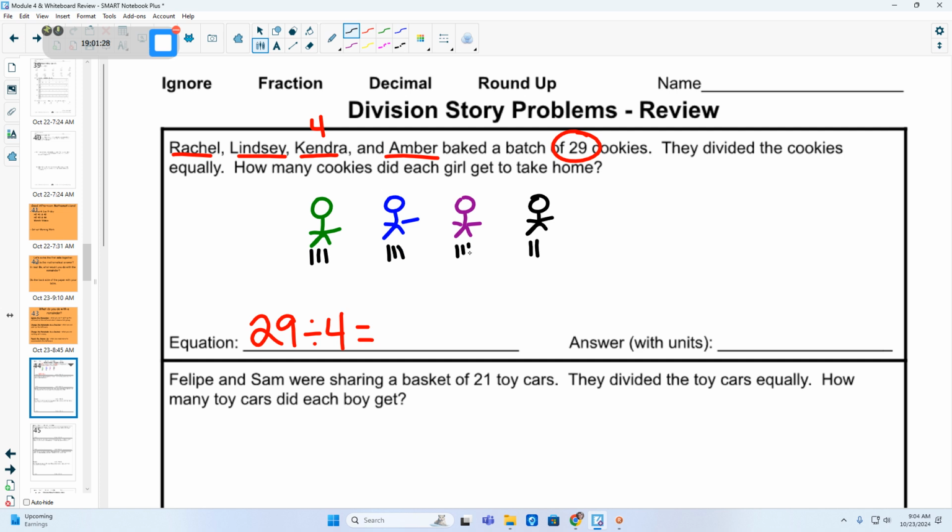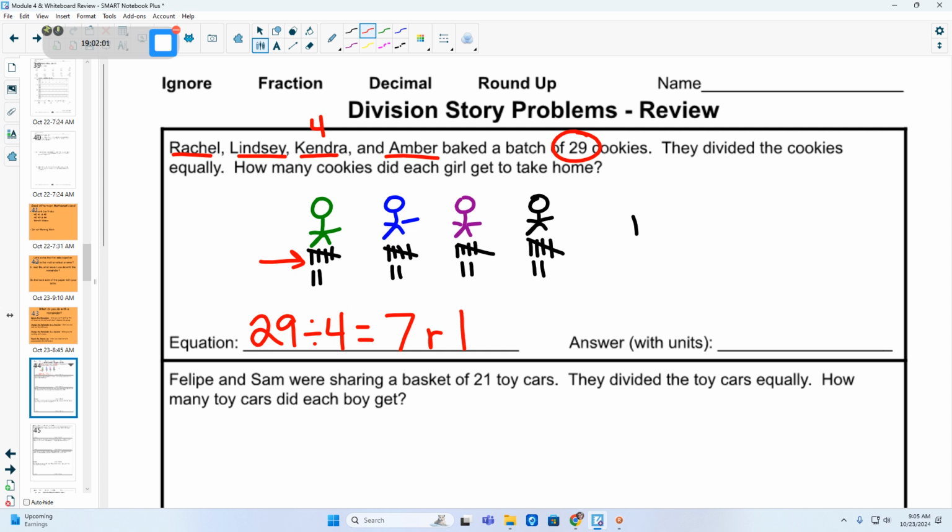9, 10, 11, 12, 13, 14, 15, 16, 17, 18, 19, 20, 21, 22, 23, 24, 25, 26, 27, 28, and there's 1 left over. So here's the answer. How many did each kid get? The answer is, oh, did I say 6? Yeah, 7, because 7 times 4 is 28. There we go. Each kid gets 7, and there's 1 left over.